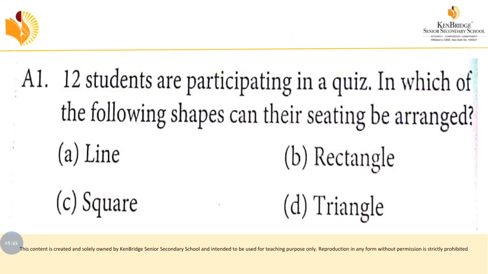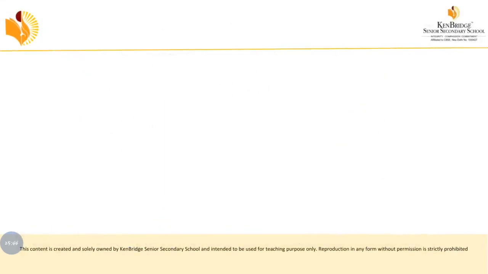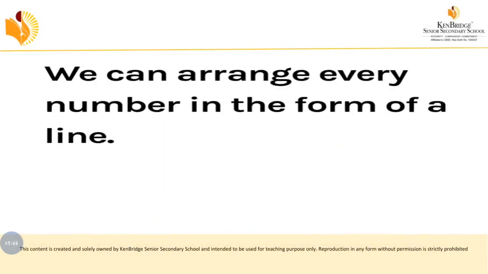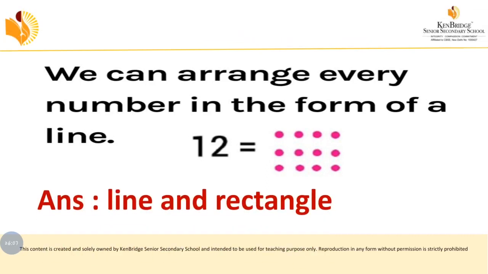Just look at the solution. So we can arrange every number in the form of a line. As I said, a line will be suitable for any number. So that is one option. Then I have shown 12 as a rectangular number, because 12 is an even number. So all the even numbers can be placed as a rectangular number. So what is the answer? The answer will be line and rectangle. Okay. So this is the way you have to solve the pattern questions.